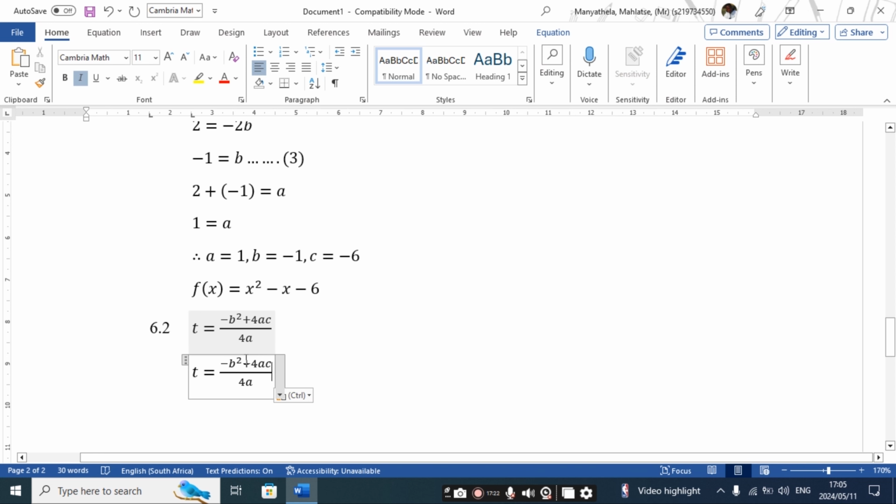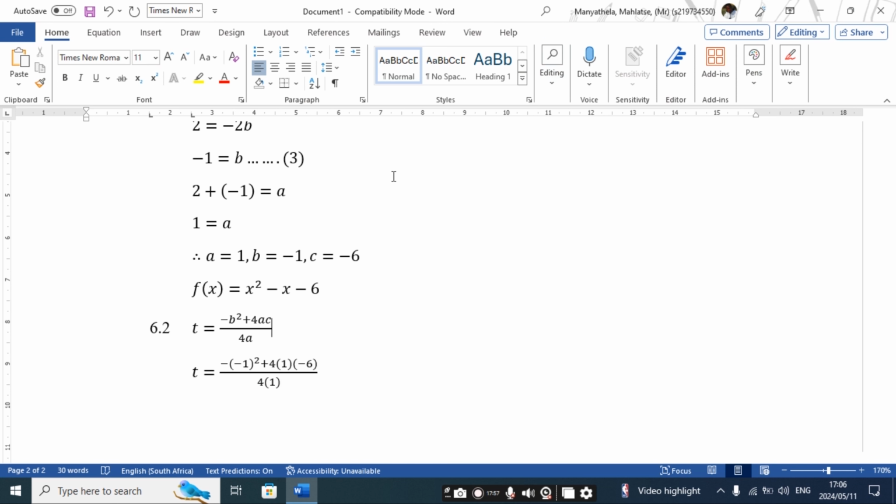Okay, so let me replace. My b is minus 1, so I'm going to replace b by minus 1. So this will be minus 1 in brackets, all squared plus 4ac, and a is positive 1, and the value of c is minus 6, all over 4 times 1. Okay, this should give us the value of t.